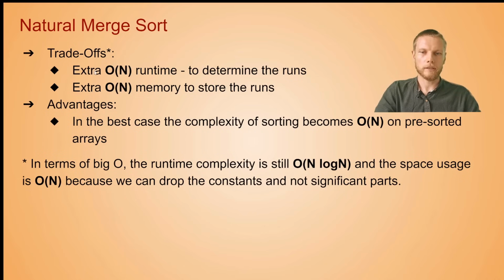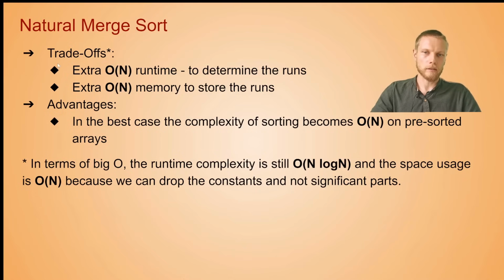First, we need extra O of n runtime to determine the runs and extra O of n memory to store the runs. Because in the worst case, if there are no natural sequences at all, the amount of the starts would be equal to the amount of elements in the array. But the advantage is that in the best case, the complexity of sorting becomes O of n on pre-sorted arrays. Also, it was researched that in real applications on real data, there are a lot of cases when we have pre-sorted sequences. Therefore, this algorithm is very good for real-world cases.